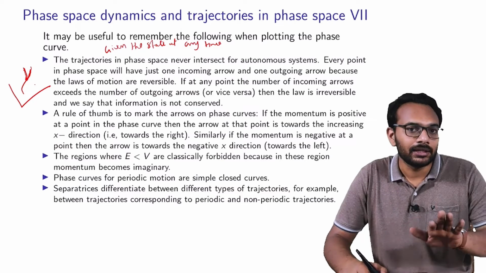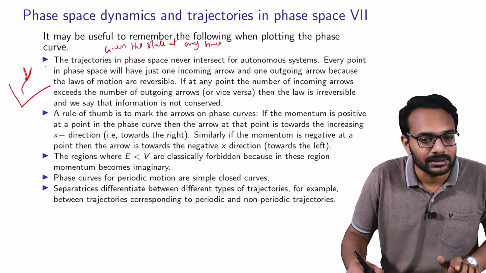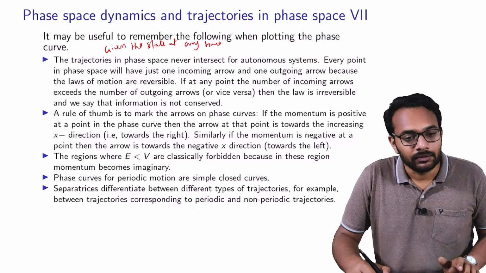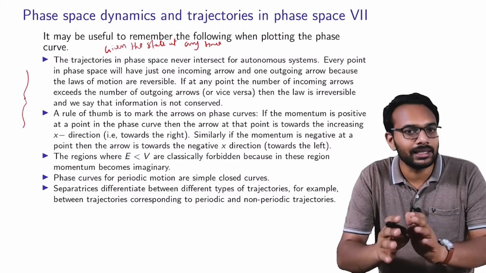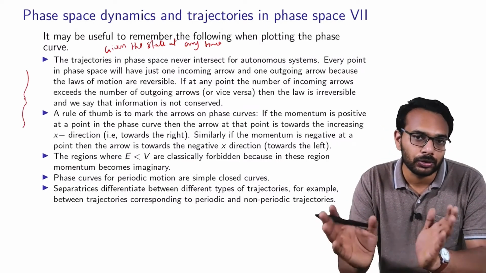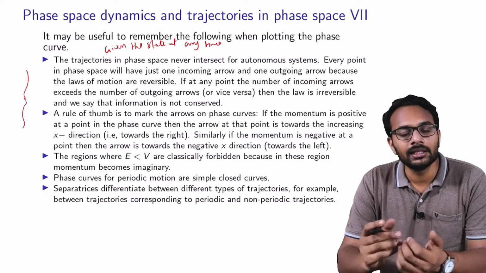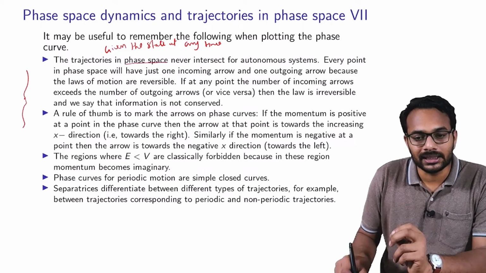That's not allowed. That's known as conservation of information. That's also known as determinism. This is a very fundamental rule in physics. If the state is given, then its future and past are uniquely determined. There are no two possible futures. It is uniquely determined by the laws of physics. This is the reason why the trajectories in phase space never intersect.